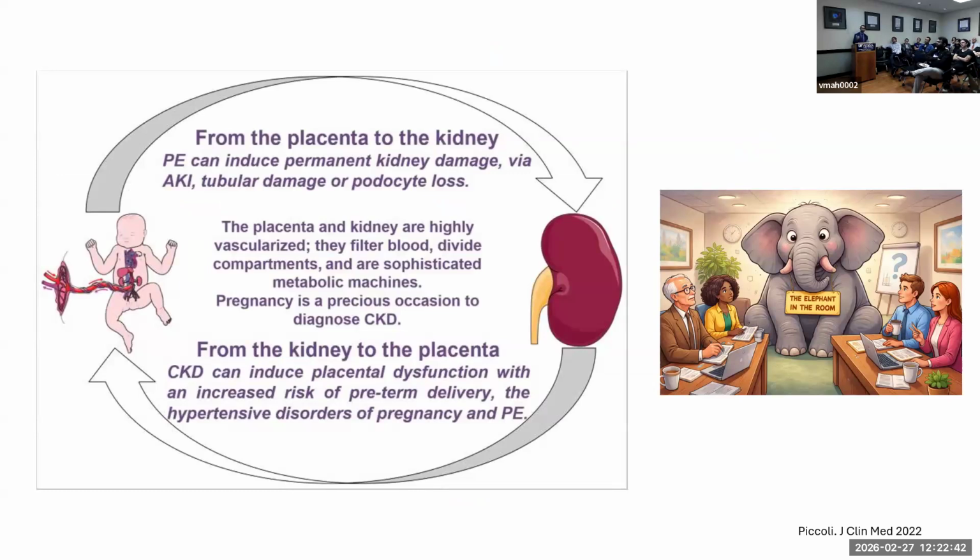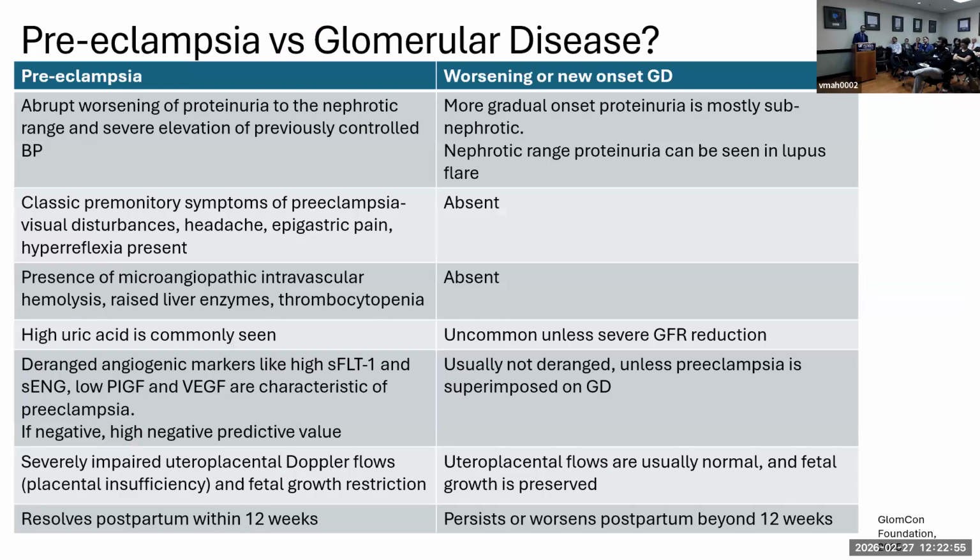Basically, CKD can induce placental dysfunction, and preeclampsia can lead to permanent kidney damage because, as we all know, there's a risk of chronic kidney disease later on in life after having preeclampsia during pregnancy. So how would we differentiate a patient with preeclampsia versus someone with renal disease? It's always challenging because they can present similarly, predominantly with an increase in proteinuria.